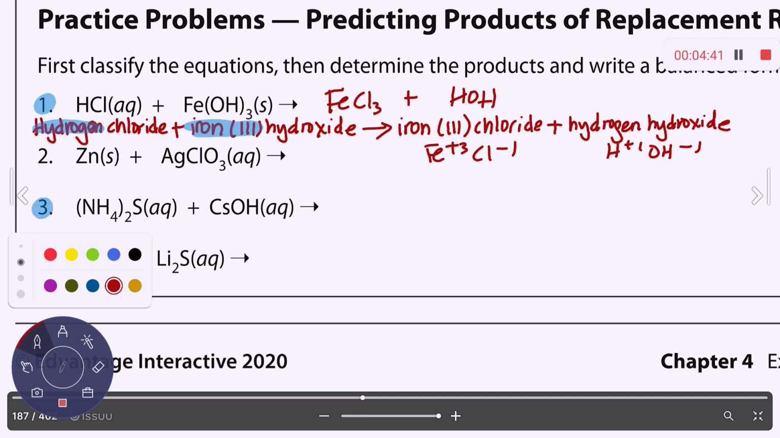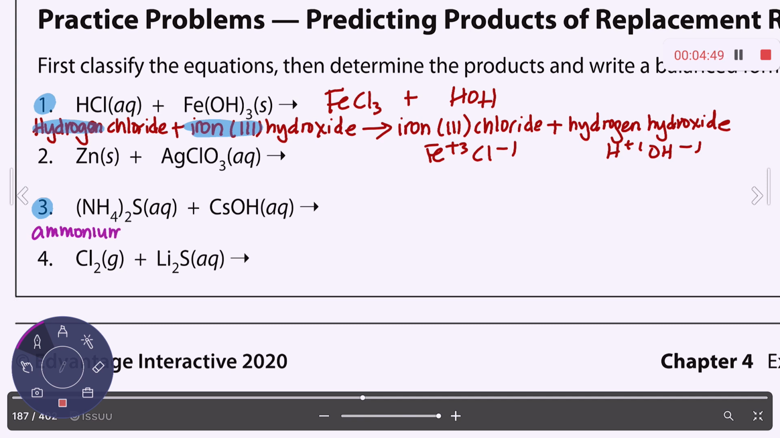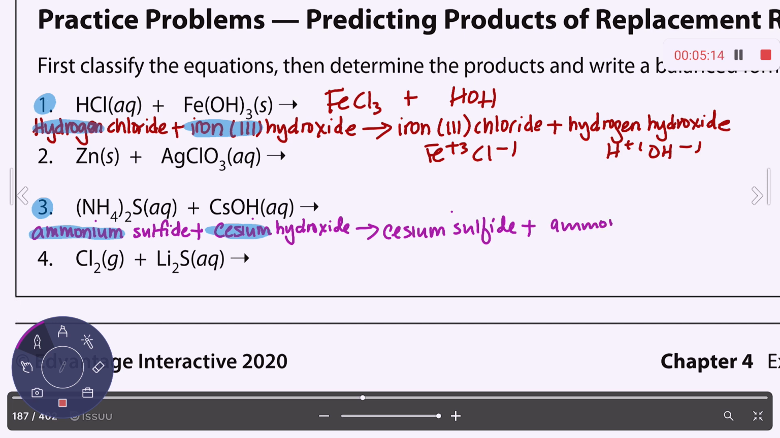Number 3. For number 3, this is ammonium sulfide. And then we've got cesium hydroxide. Okay, so the cation in each, which is the first substance, they will switch places. When they switch places, I form cesium sulfide and ammonium hydroxide.